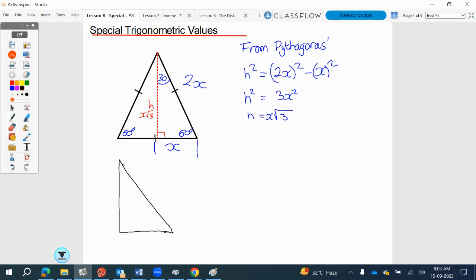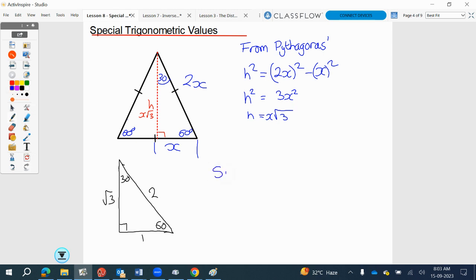So if this angle here is 60, this one is 90, and this one is 30, then this base here is going to be 1. This is going to be 2, and this is going to be root 3. And this is one of our special right triangles, because it allows us to define the sine, cosine, and tangent of 30 and 60 degrees. We can even define the 90 as well using it.